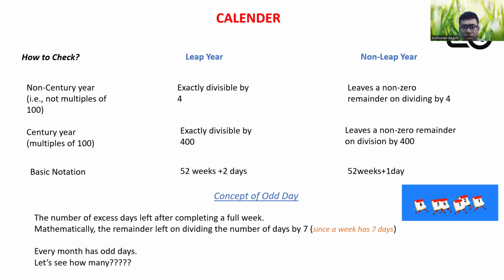Two odd days for a leap year and one for a non-leap year. Because a leap year has 366 days, if you divide it by 7, it will give you 52 weeks, that is 364 days, 52 complete weeks and 2 extra odd days. A non-leap year has 365 days, so if you divide by 7, it will give you 52 complete weeks and 1 odd day. Odd days are the extra days that are left after completing full weeks. They will be important while you do the problems related to calendars. There you'll have to deal with odd days only. So this concept of odd days is very important.